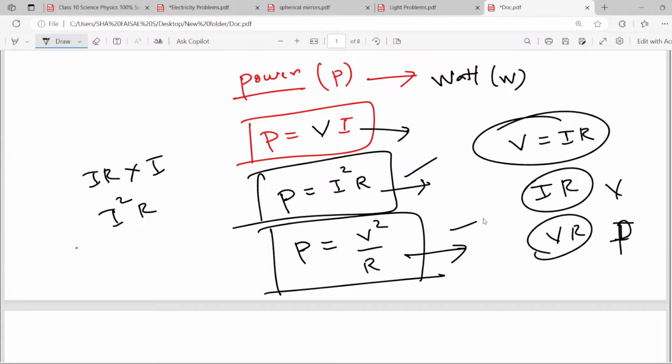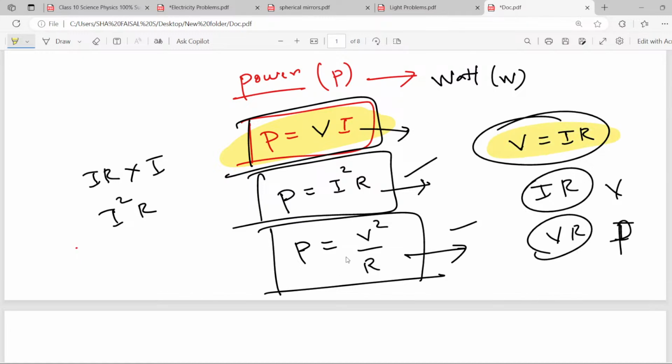To find the power, that is P, V into I. This is the main formula you have to remember. This is the first important formula. This is one of the most important parts. Remember this P is equal to V into I, and remember V is equal to I into R. Just change it. In place of V, remove V, substitute, you will get one formula. Remove I, substitute, you will get one more formula. That's it. It's very simple.